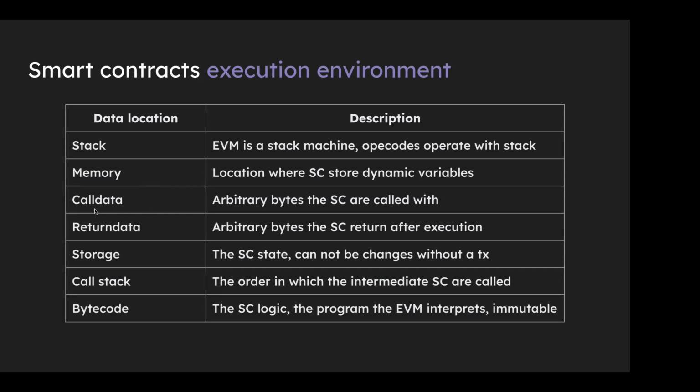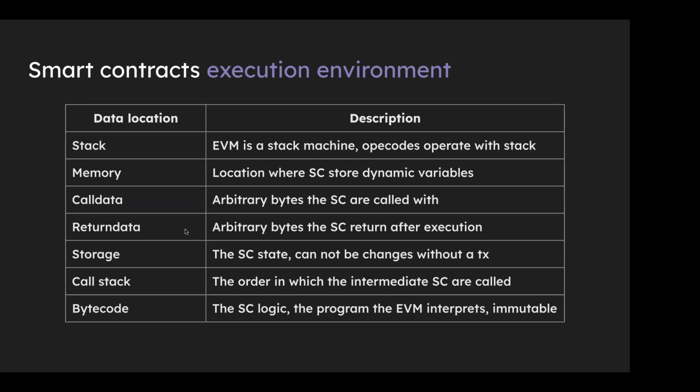This data location, once available in the smart contract context, is read-only and can only be written when a new function call is made. Then there is a return data. It is similar to call data, but call data is used when you are calling something, and return data is used when you are returning something.